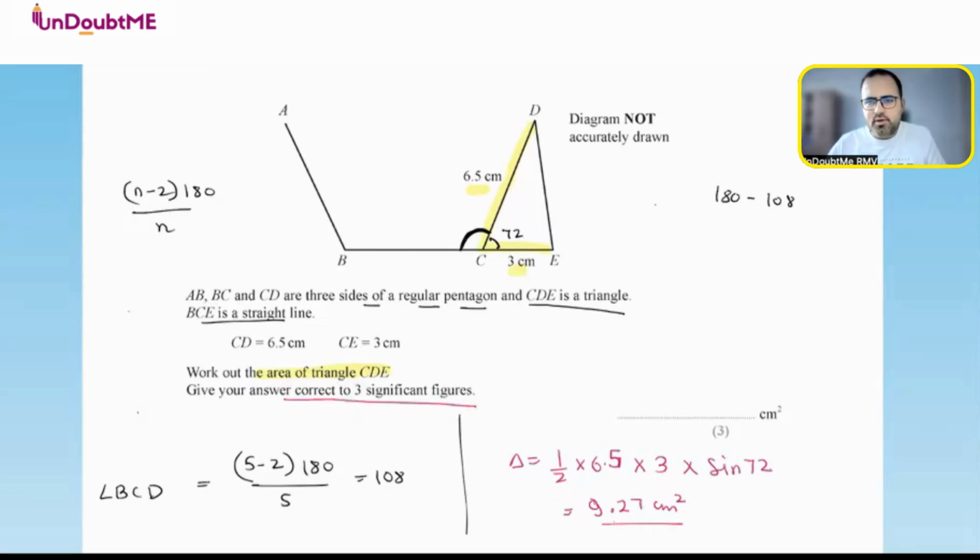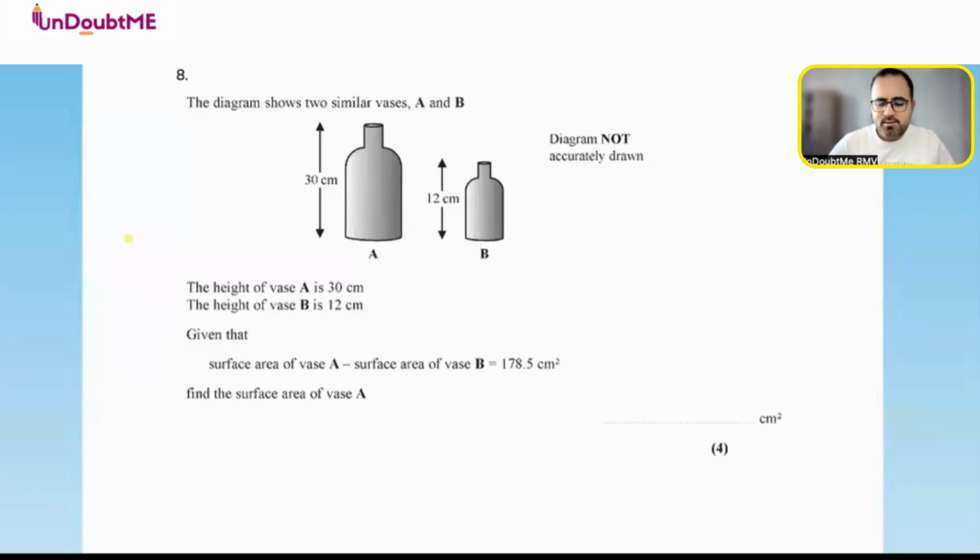Okay, so this question was relatively easy and we just had to use the internal angle of a polygon. Regular polygon, to be precise. This is the formula and the rest is just the area of a triangle formula. Next is based on similar shapes, similar figures.